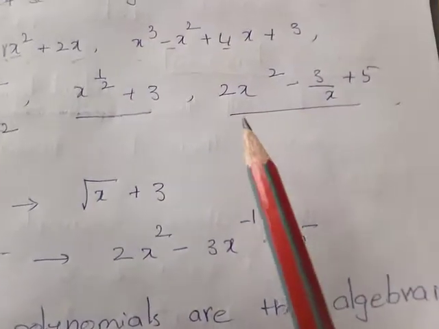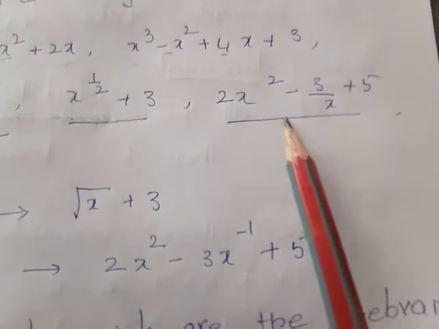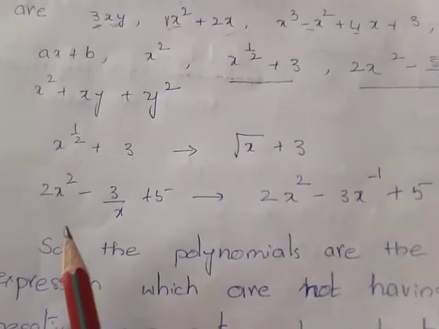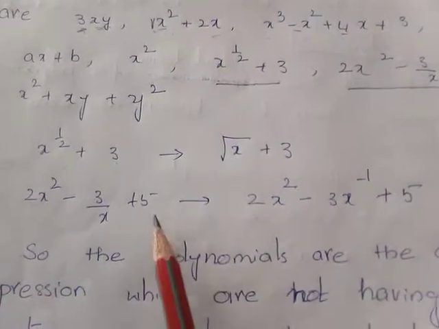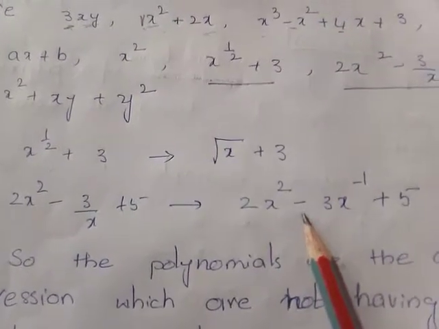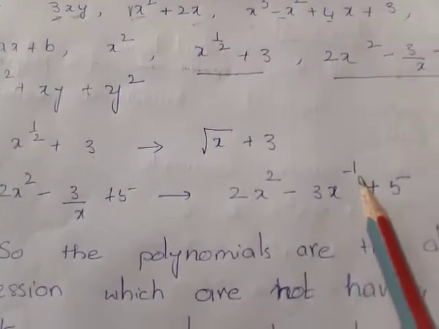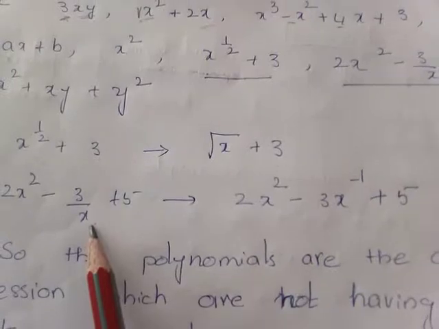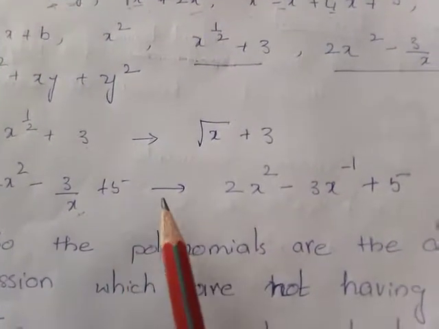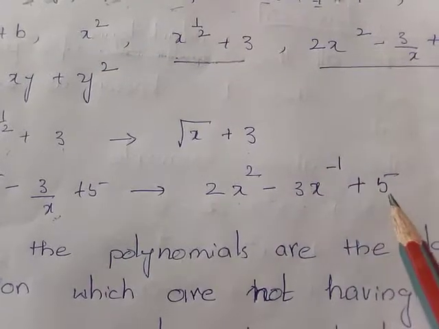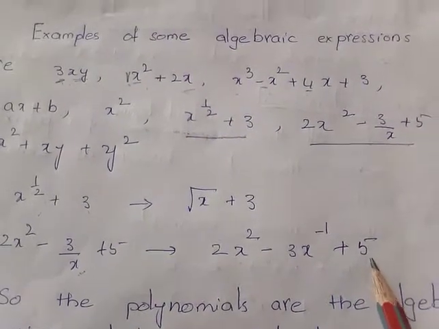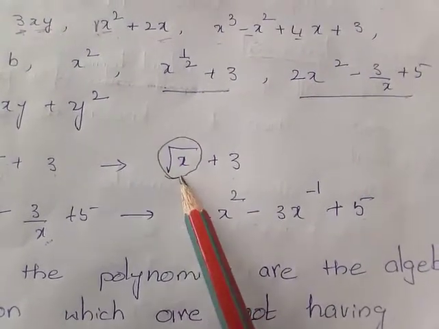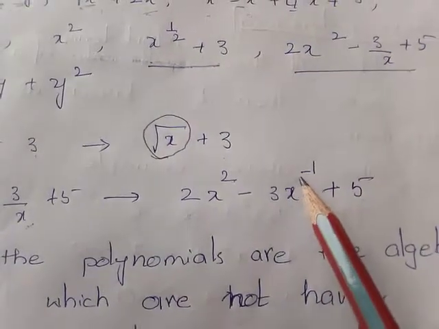And if you go to another example, 2x square minus 3 by x plus 5. I am writing this as 2x square minus 3 by x plus 5. This can be written as 2x square minus 3 into x power minus 1. I am bringing it from the denominator to the numerator as a negative value, that is x power minus 1, plus 5. In these two cases, it has a root value. And here, the exponent is negative.